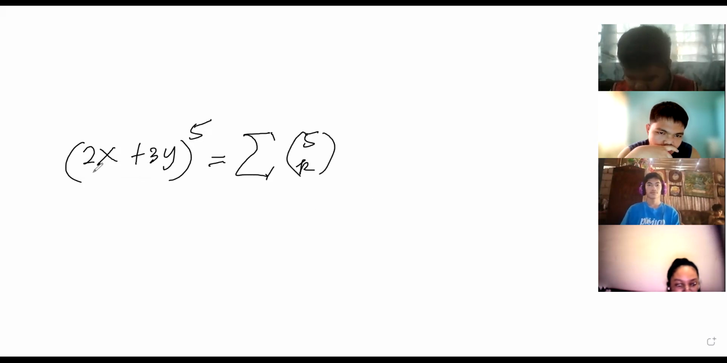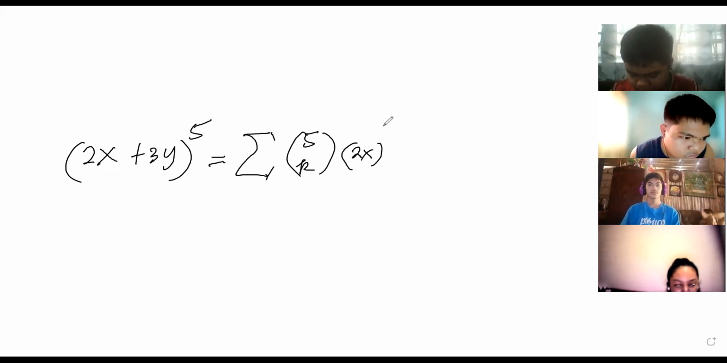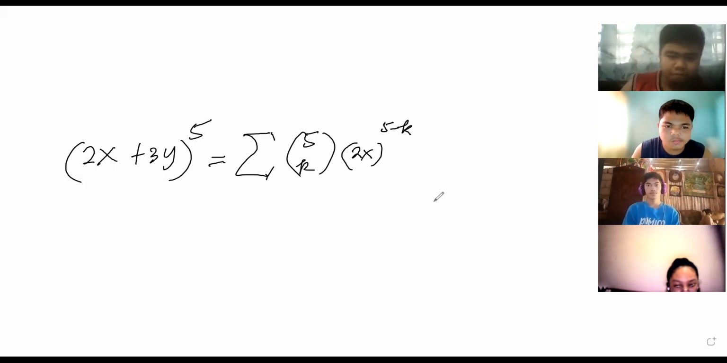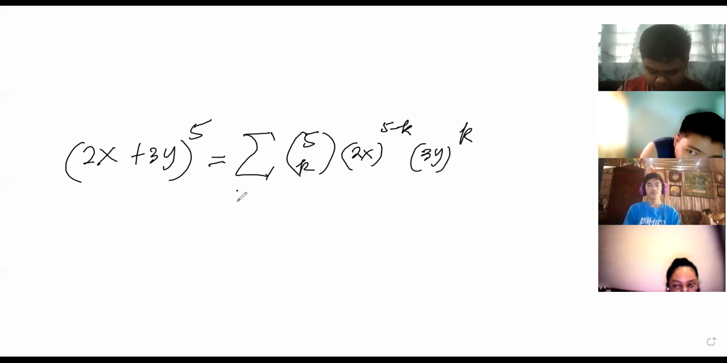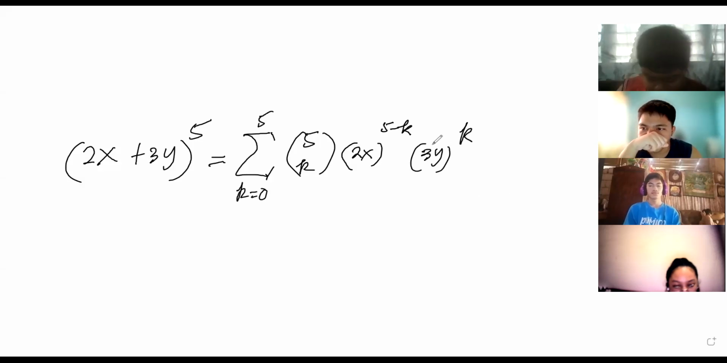Your a here is 2x, right? So it should be 2x raised to the power of n minus k. But your n is 5, so it would be 5 minus k. Then your second term is 3y raised to the power of k, where k ranges from 0 until 5. Then, after doing this, you are going to extract your answer.